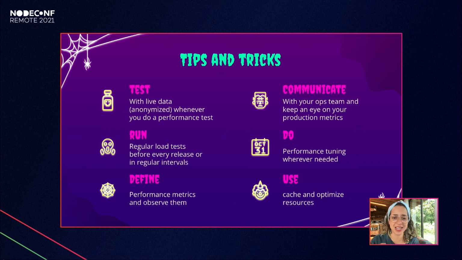A request has to take a maximum of a few seconds to be completed. Whenever you hit the metric, you have to do something, work with those metrics. Communicate with your ops team and keep an eye on your production metrics because they know infrastructure best. Do performance tuning wherever needed. It's cool to do performance optimization, but do it on purpose. Micro optimizations cost a lot of money. Just don't do micro optimizations, and they don't get you anywhere. And finally, use cache and optimize resources.